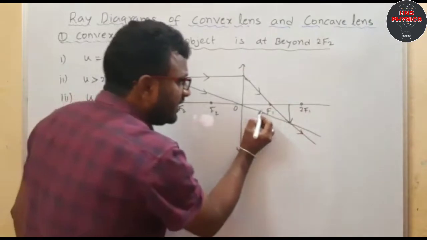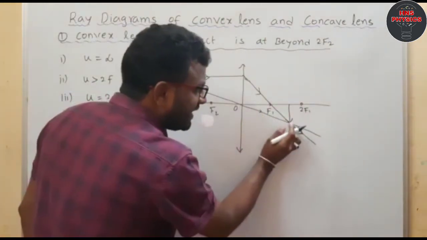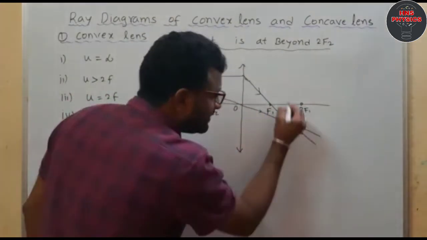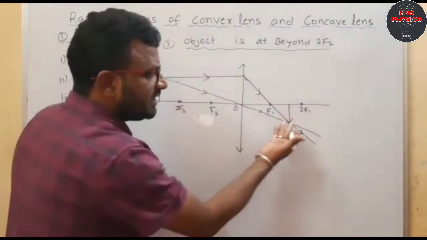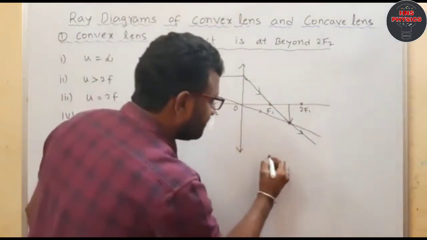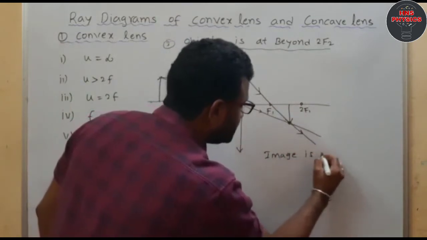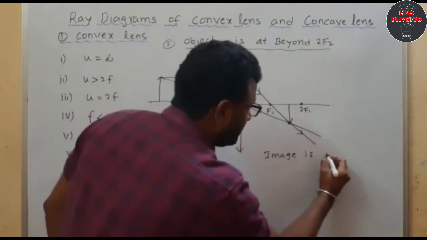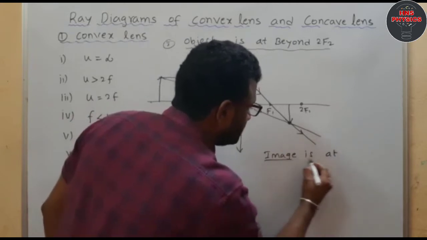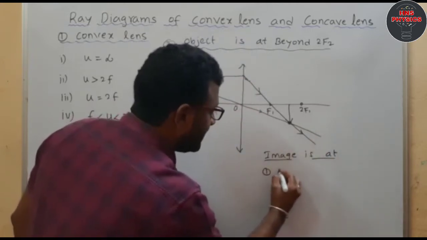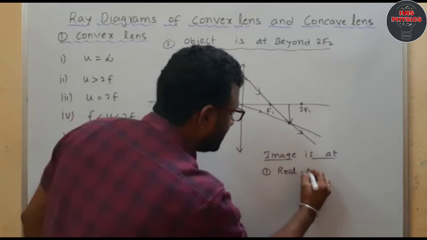So after the refraction, these two refracted rays meet at one point, and their image is formed. That image also we can catch on a screen. That's why the image is real, inverted.